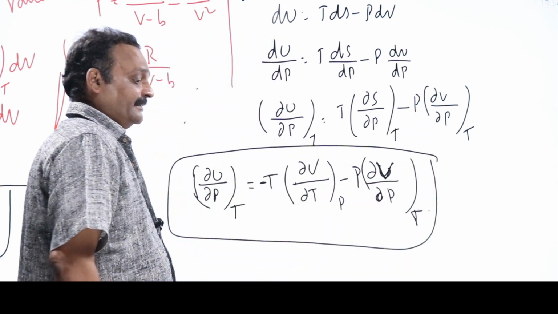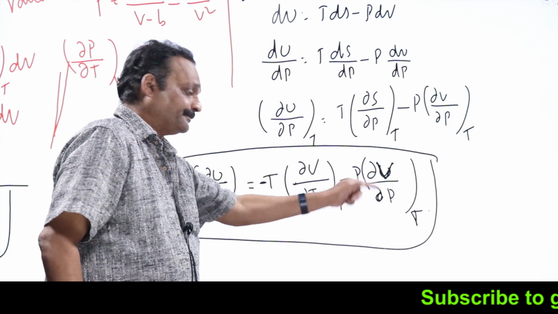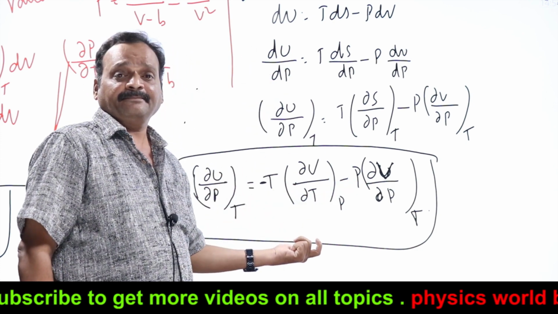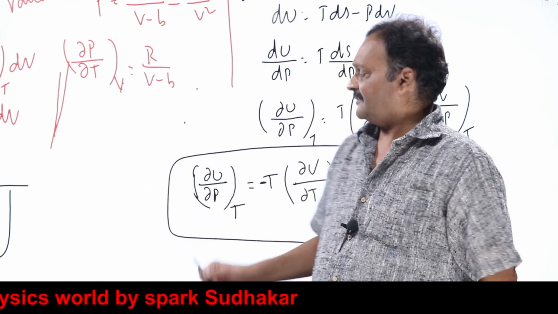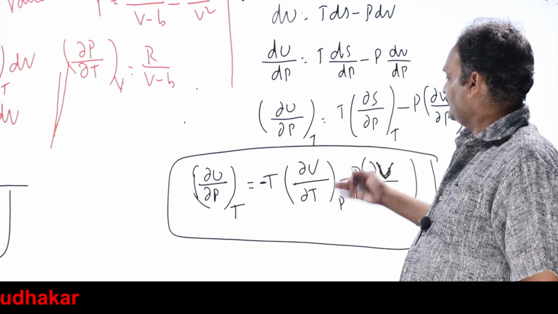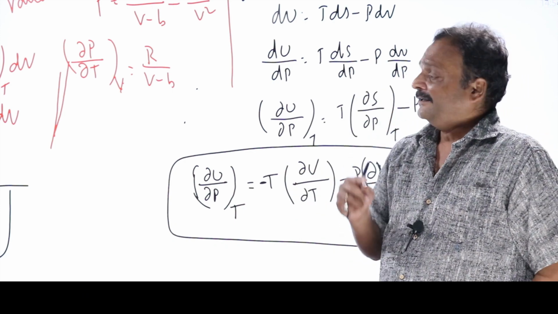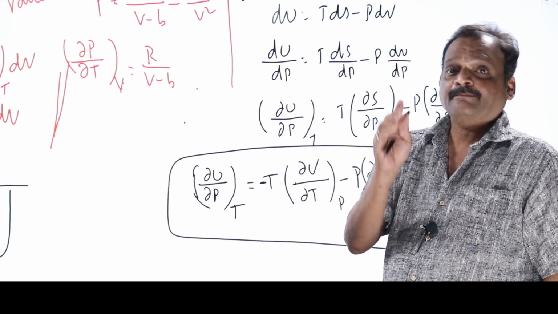The second energy equation describes the variation of internal energy with pressure at constant temperature. For an ideal gas or a van der Waals gas, you can evaluate ∂V/∂T and ∂V/∂P and substitute in this equation to get ∂U/∂P. For an ideal gas, we know that ∂U/∂P at constant temperature must be equal to 0.